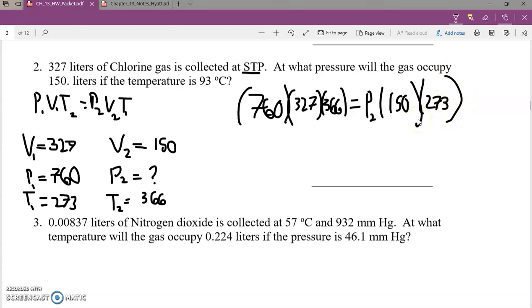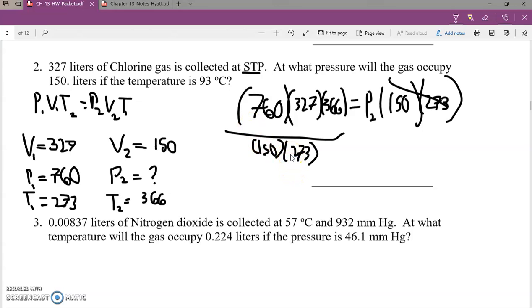We have all the values up here now. All we have to do is get P2 by its own side. So what we can do is divide these two numbers over here, and it'll look like this: 150 and 273. And these go away now. So P2 is equal to 760 times 327 times 366 divided by 150 times 273.